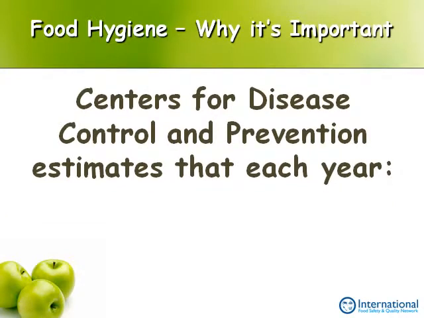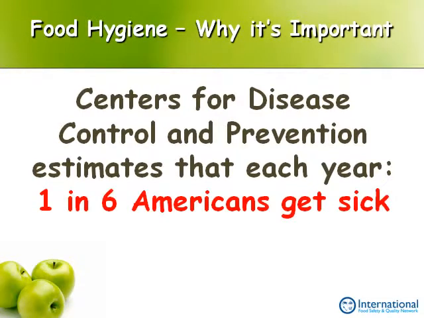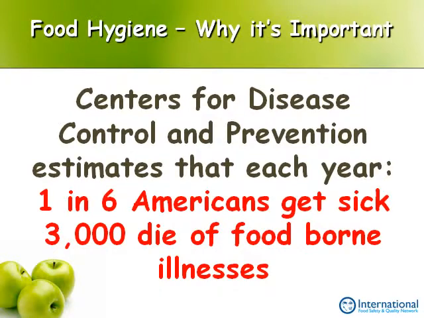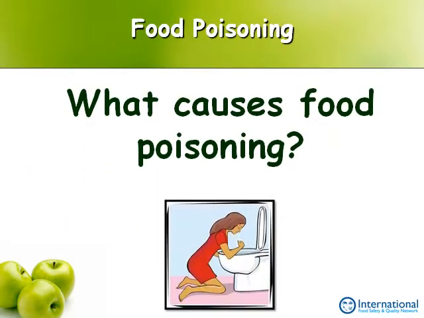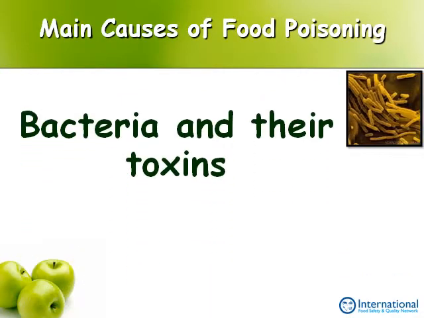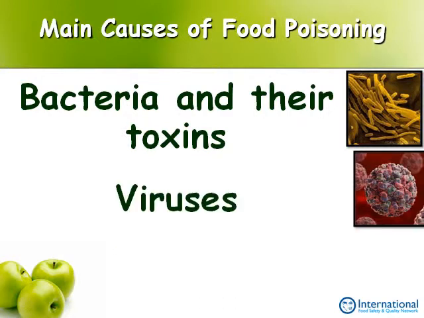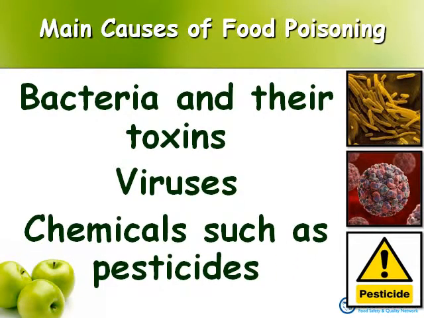The Centers for Disease Control and Prevention, CDC, estimates that each year roughly 1 in 6 Americans, or 48 million people, get sick. 128,000 are hospitalized, and 3,000 die of foodborne illnesses. What causes food poisoning? Bacteria and their toxins, viruses, chemicals such as pesticides.